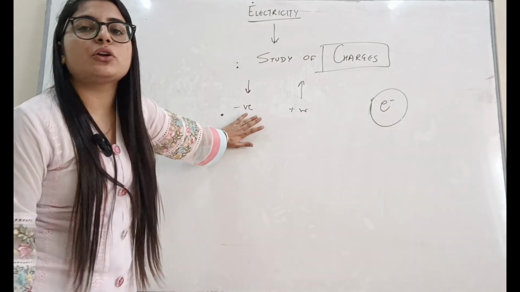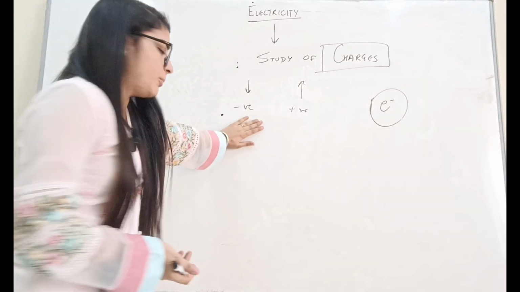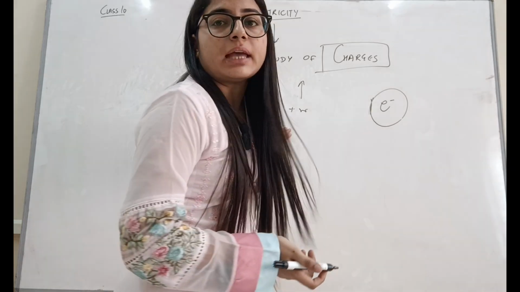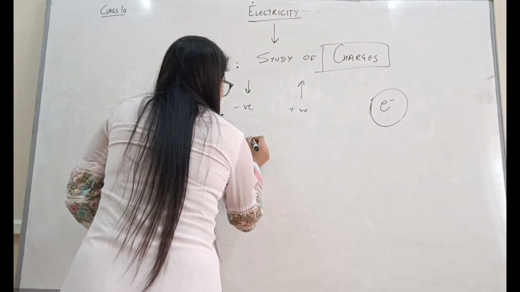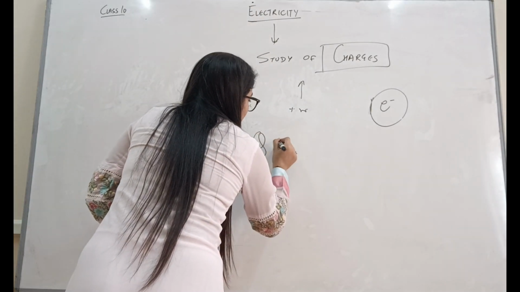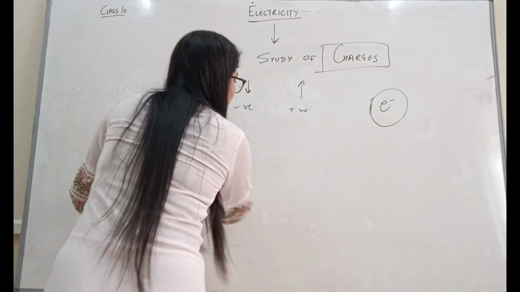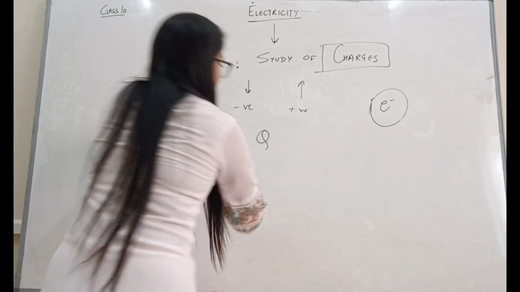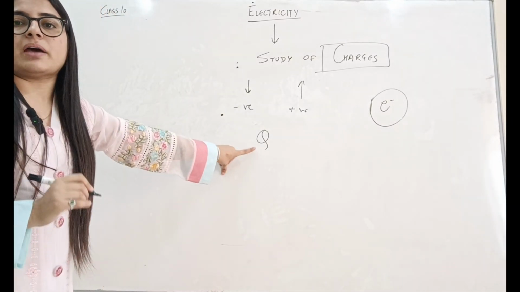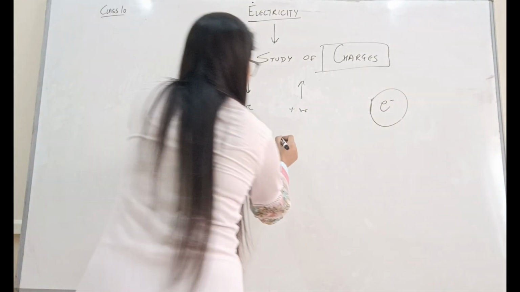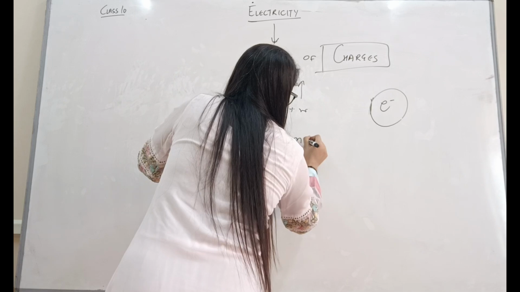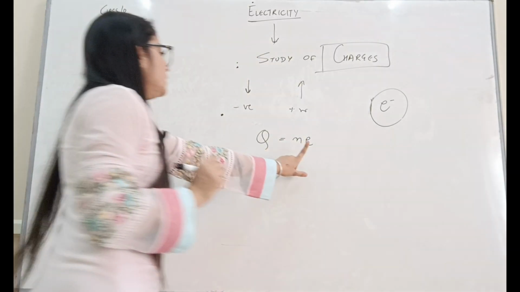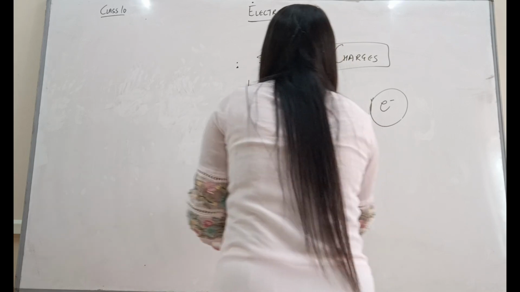When we know that there are two types of charges, a negative and positive, we have to see how we calculate a charge. To calculate a charge, the formula is, I forgot to tell you that we represent a charge by Q. The formula for charge is Q equals NE. N is the number of electrons and E is the electronic charge.